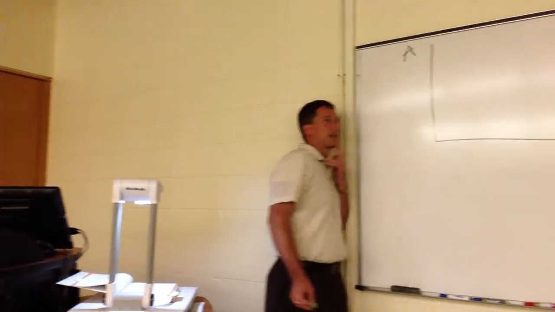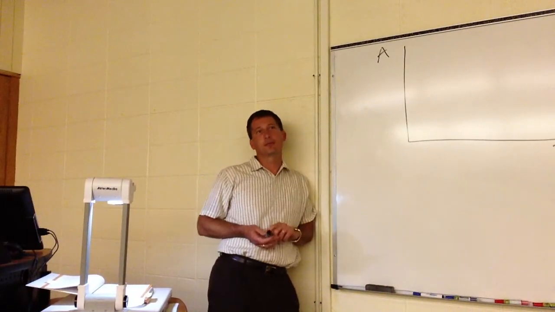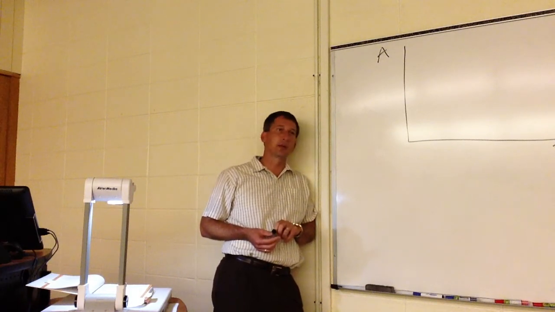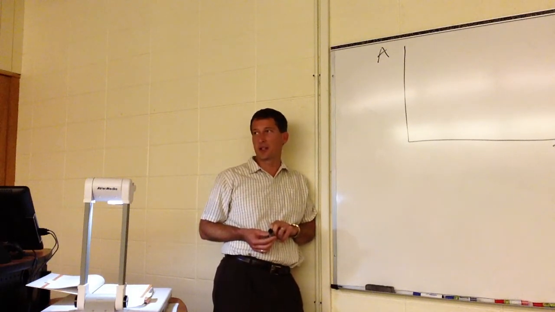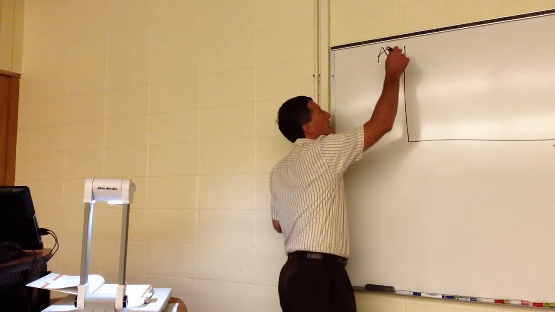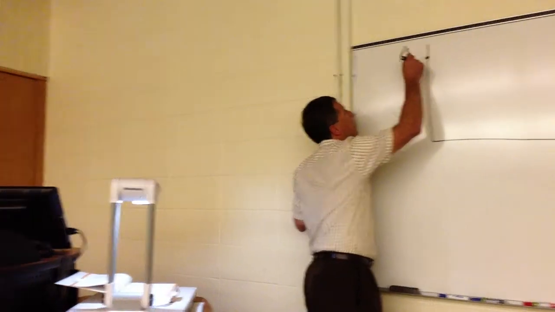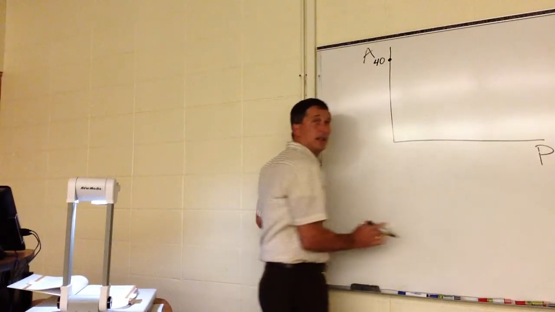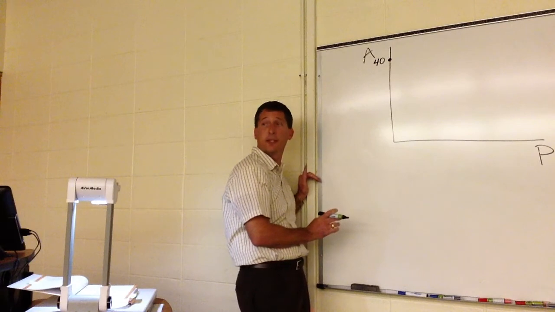What's a great place to start with budget constraints? The intercepts. Spend all your money on one good or all your money on the other. That'll give you a great start. So what are our intercepts? If we spend it all on other goods, 40. Okay, and if we spend it all on pizza, how much? 6.